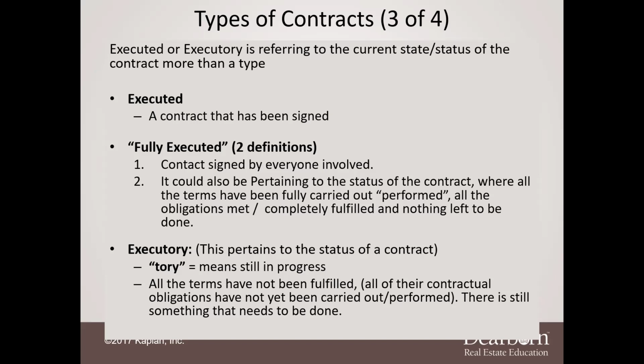All right. But for exams, you're probably not going to get either one of those. I never heard that term executory until I started teaching class, to tell you the truth. Executed, fully executed, you hear that all the time. And it doesn't even usually pertain to the status of the contract. That's something they probably teach attorneys in law school, but I never heard them use that lingo. We usually, when we use executed and fully executed, it's referring to whether the contract was signed.